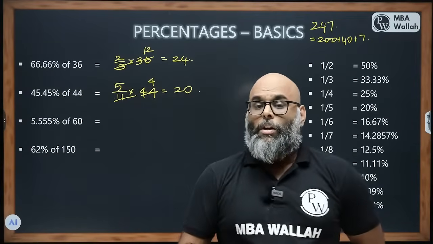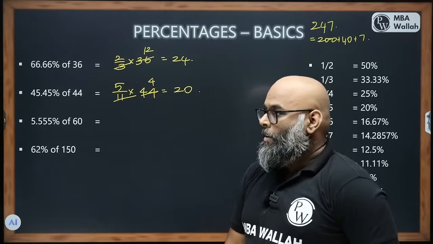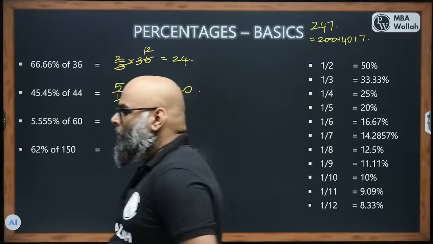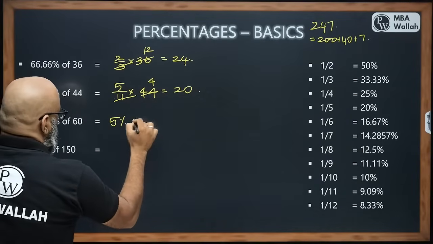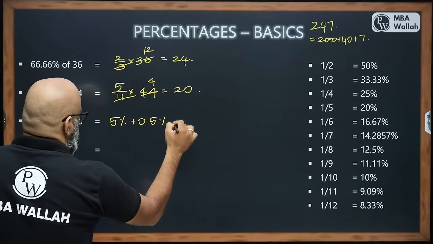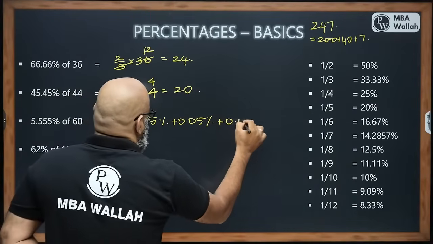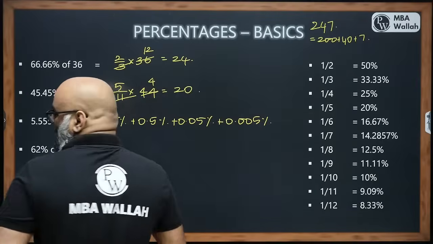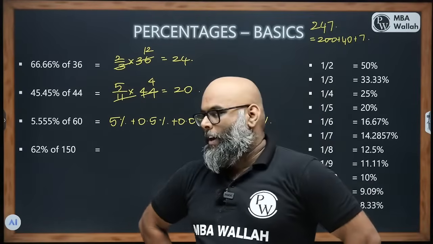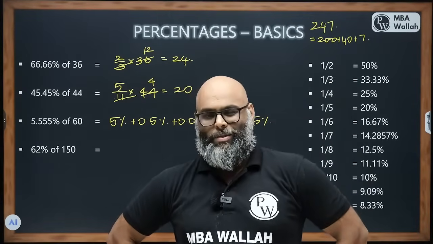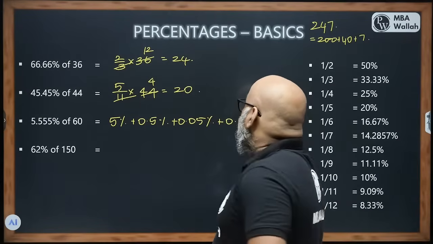Now can you expand 5.555 percent? How will you split 5.555? That would become 5 percent plus 0.5 percent plus 0.05 percent plus 0.005 percent. Right? 5 plus 0.5 plus 0.05 plus 0.005. Is it easy? Yes. Now I have my benchmark values.